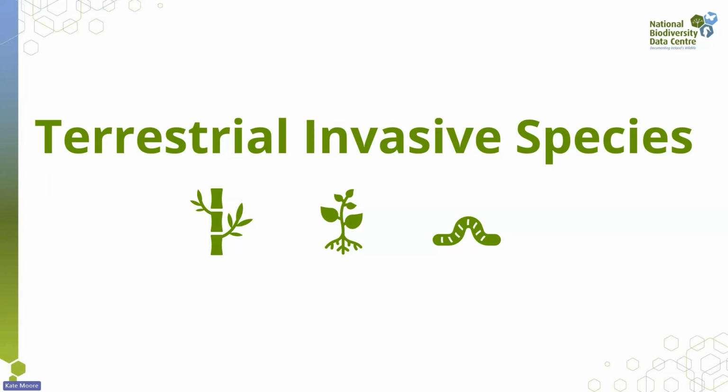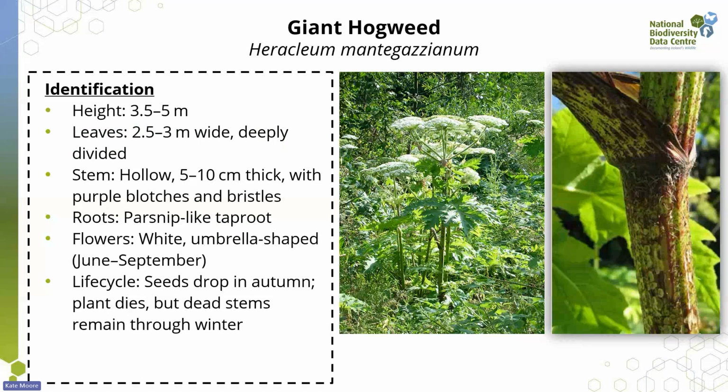So moving on to the terrestrial environment, to some invasive species that you might be familiar with, starting with giant hogweed. So this is a very large plant that's often found along watercourses. It can grow up to 5 meters in height, and its leaves can grow up to 3 meters wide. So it has a hollow stem with distinctive purple blotches and bristles, and it has a parsnip-like taproot. In the summertime, it develops white umbrella-shaped flowers, and in the autumn time, it will shed its seeds and the plant will die, and then the dead stems remain during winter.